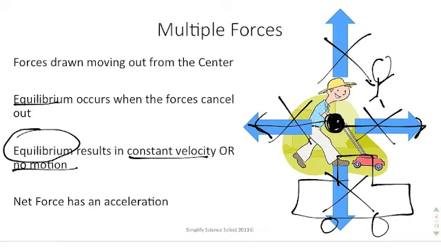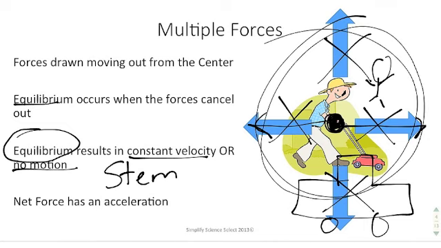Now, how do you decide which it is? It depends on the stem of the question. The stem of the question, in other words, the information that's given to you in a question, can say an object is moving at 10 meters per second and then experiences these forces. Well, these forces right here indicate that there is no change in motion. But since it was moving to begin with, it would be constant velocity. You have to pay really close attention to what is said in the question.